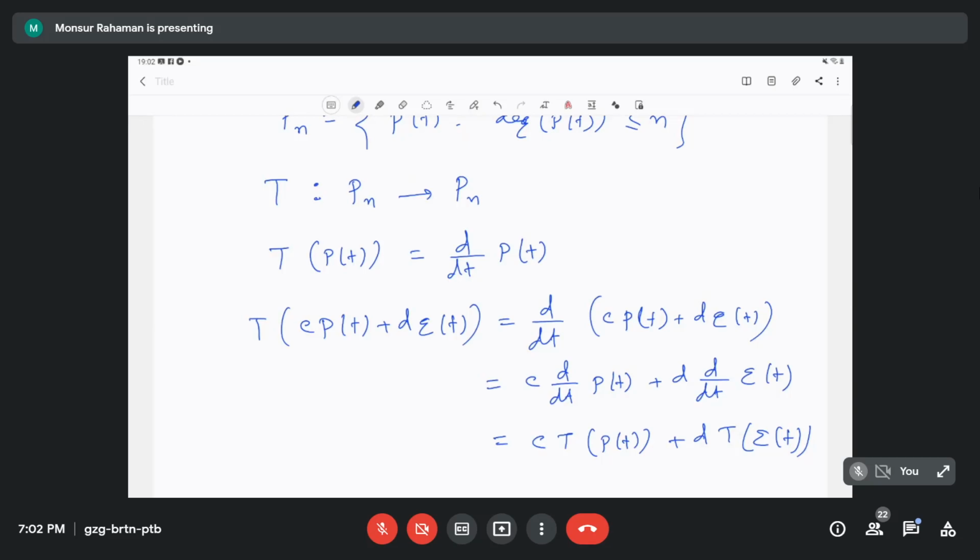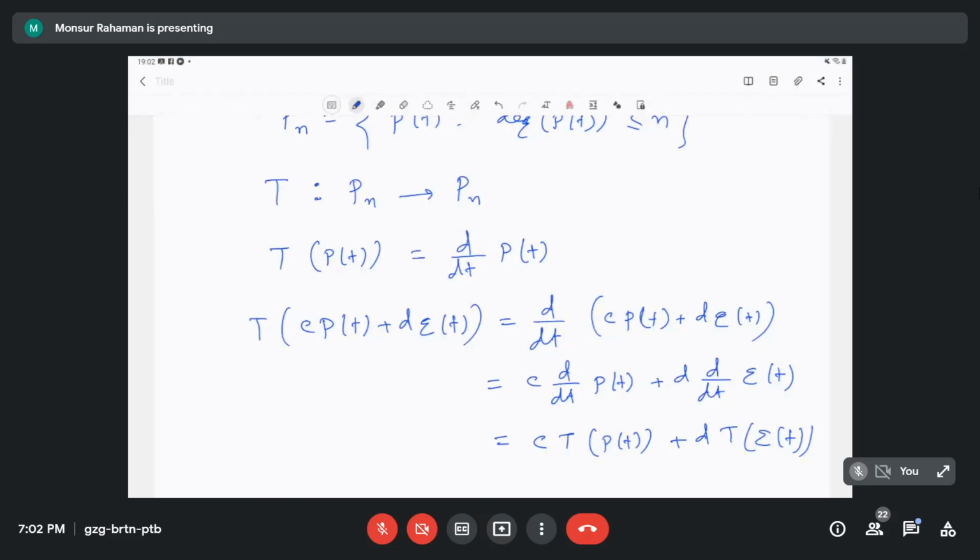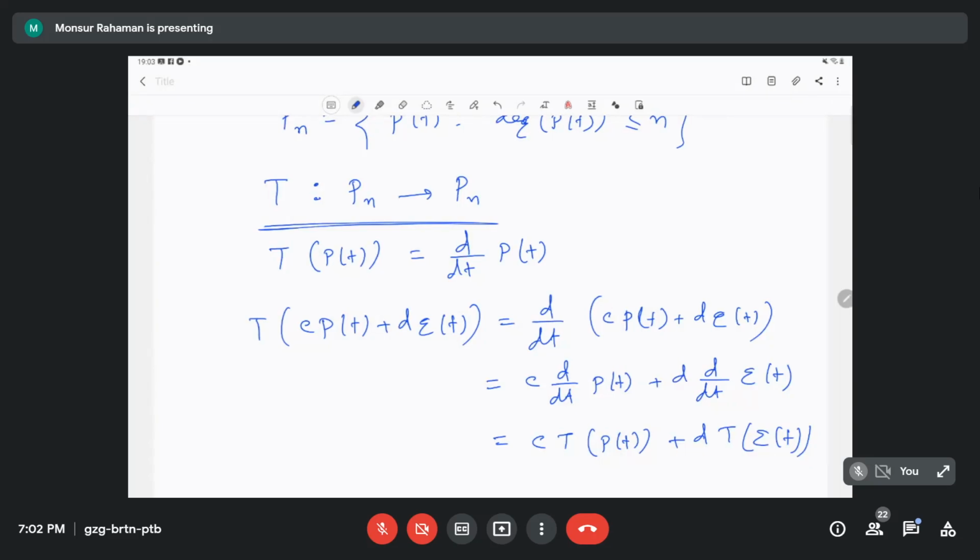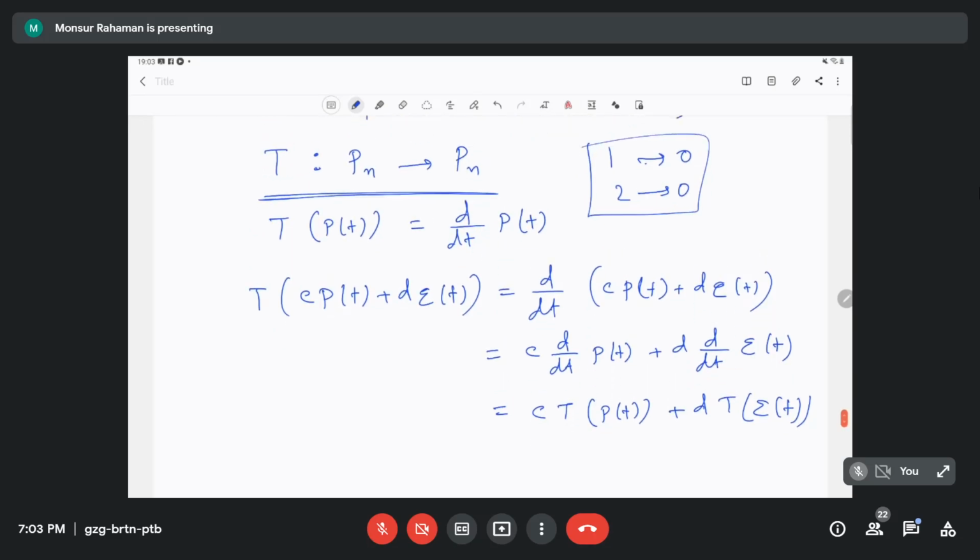Is it one-to-one? I'm just asking. Because it is a function, it can be one-to-one and onto also. Can it be one-to-one? It will never be one-to-one, because suppose you can send the constant polynomial 1 to 0 and 2 to 0 also. So this is not one-to-one. Why not onto? Because the degree will reduce by 1. If you send an n degree polynomial, it will reduce to n minus 1.